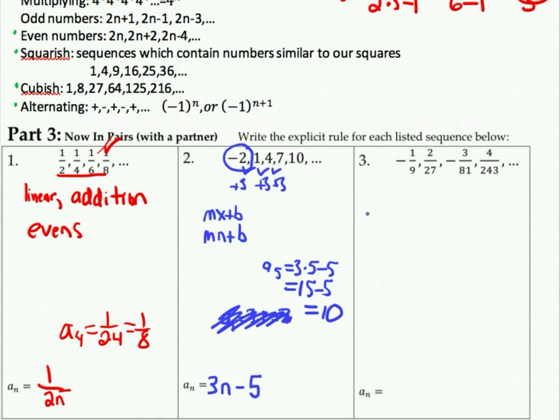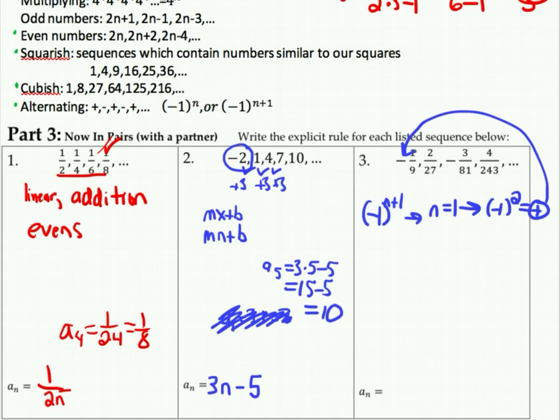We've got an alternator, so I said that's either going to be negative 1 to the n or to the n plus 1. Let's try n plus 1 first. Okay, so that would mean if we have n equals 1, then we'd have negative 1 squared, right, which would be positive. Is the first thing positive? No. Darn it. So that didn't work. This is not going to work. Let's try the other one.